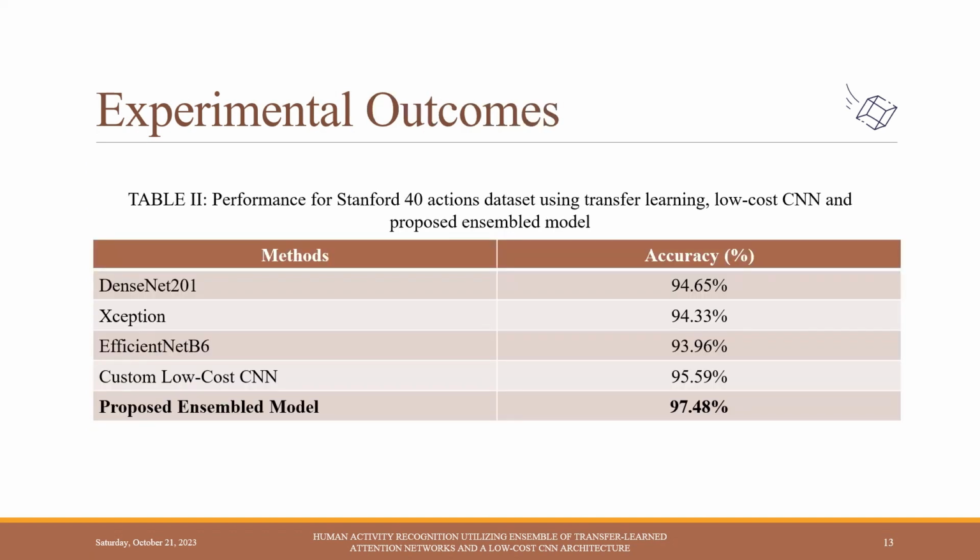So here are the experimental outcomes. You can see that the DenseNet 201 architecture has produced better accuracy among the three transfer learning approaches. However, the difference among the accuracies is not that much. However, the custom low-cost CNN that we have utilized has produced better results than those other transfer learning approaches. So it's a great achievement, I think. Also, the proposed ensemble model has a much higher accuracy here also.